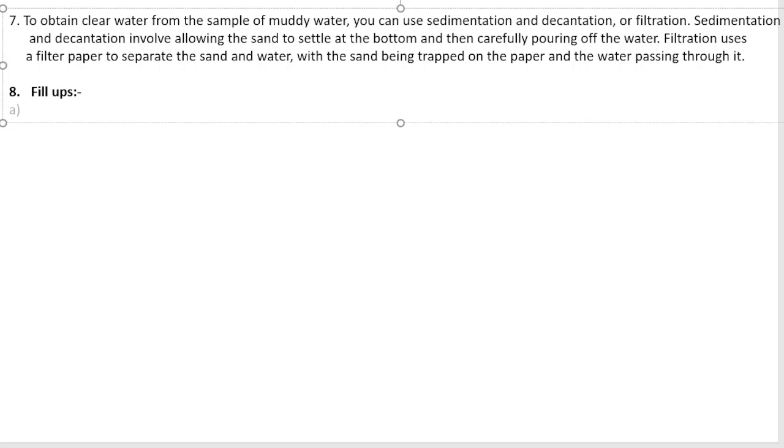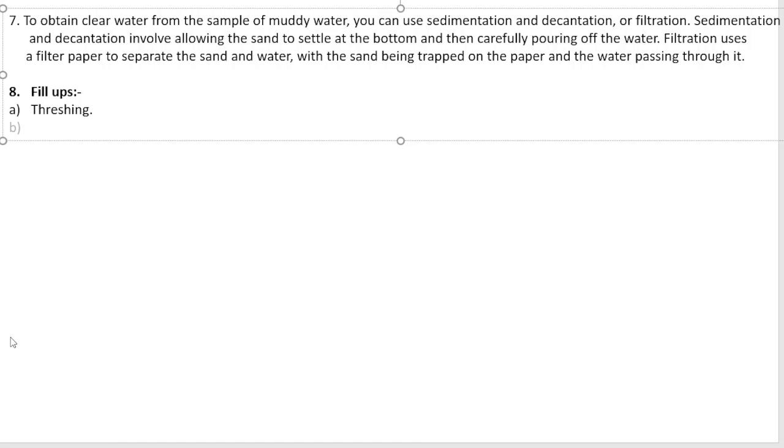So our first fill-up is: the method of separating seeds of paddy from its stacks is called. अब इस मेथड को हम क्या कहेंगे? That is threshing. Okay.